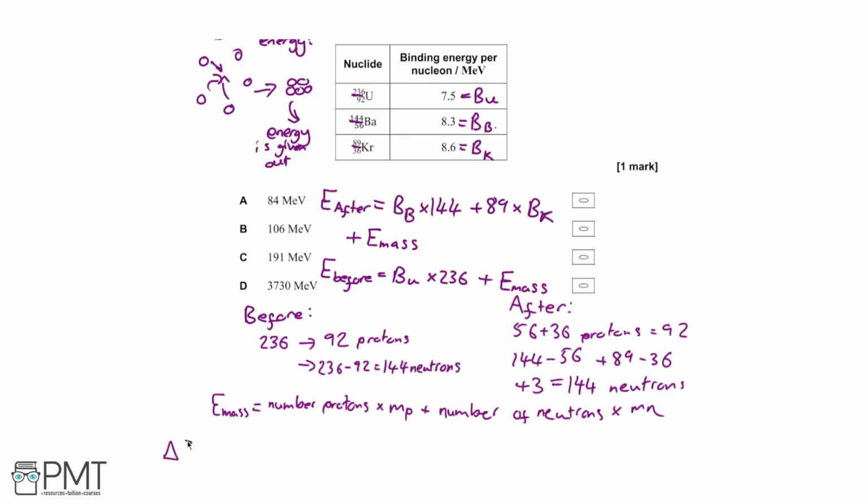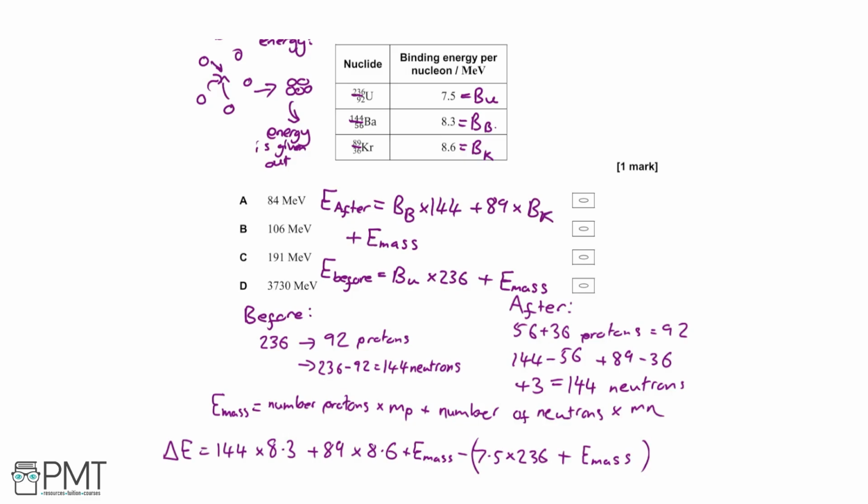Therefore, we can calculate delta E is equal to 144 times B_B, which I'll substitute in as 8.3, plus 89 times B_K, which is 8.6, plus E mass, minus the binding energy of uranium per nucleon, which is 7.5, times 236. And then that's also subtracting E mass, because we subtract both of the quantities in the energy before. So this is the same as putting brackets around this and pulling out a minus sign.